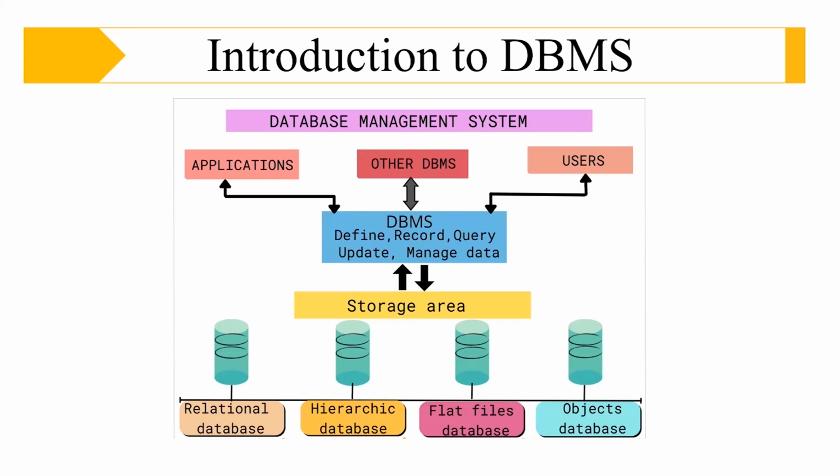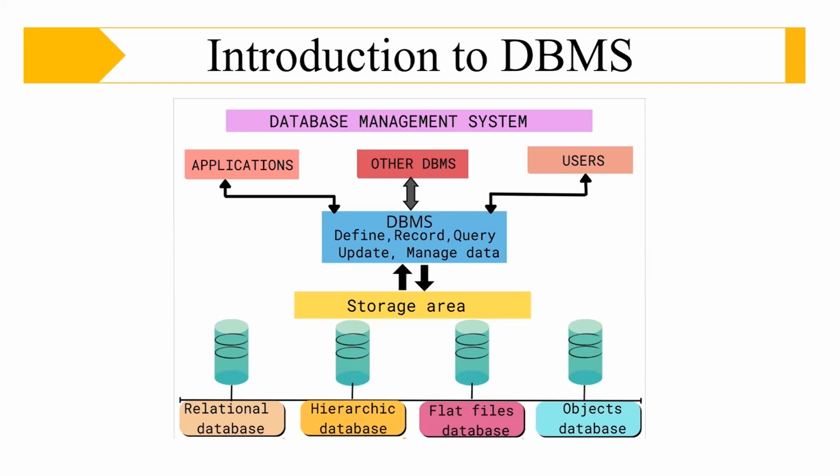It is nothing but you have your data and it needs to be managed by a system or a set of instructions or a set of rules, right? That is what DBMS is. So if you see in this diagram, which is very well explained, what we do have here is the databases. So we have relational database, we have hierarchic database, we have flat files, or we have the objects, right?